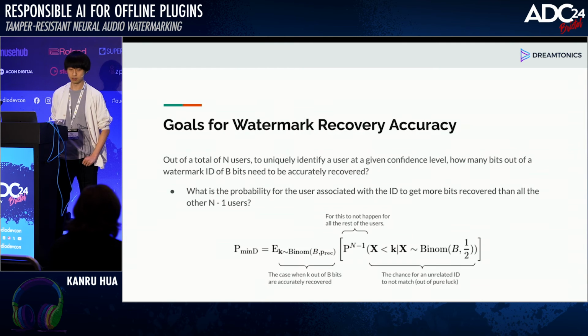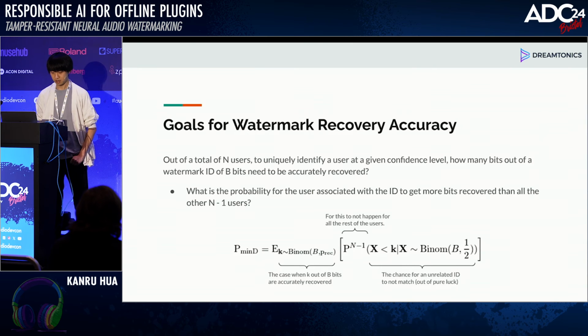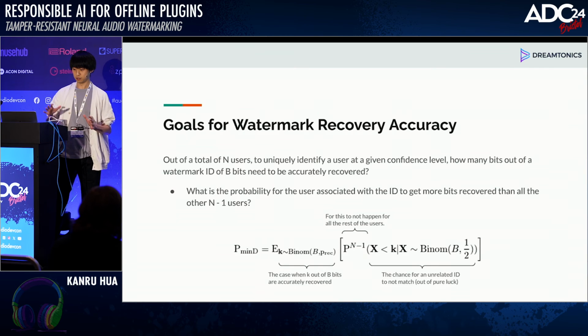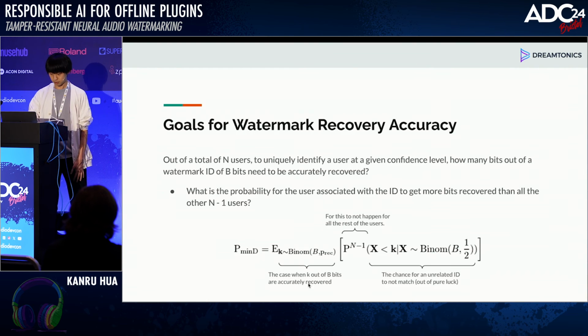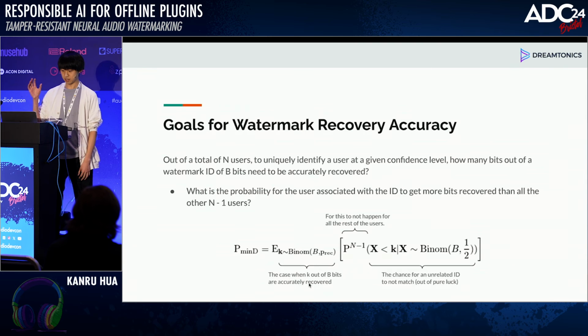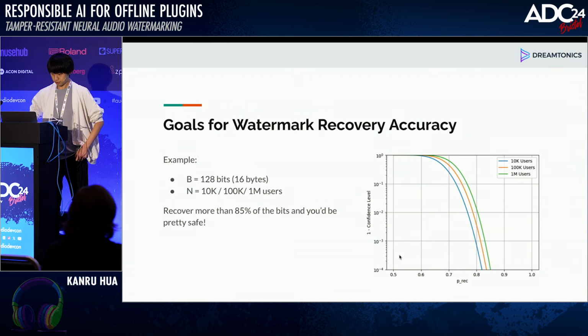If you try to make the problem definition clear with a bit of mathematics, the better way to define it is: out of a total of n users, to uniquely identify the user at a given confidence level, how many bits out of a total of B bits need to be accurately recovered? There is actually an analytic form to solve this. You break it down into cases when k out of B bits are recovered, and you end up with a weight of binomial distributions. So the results are here.